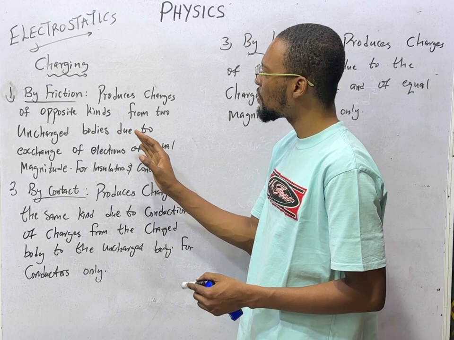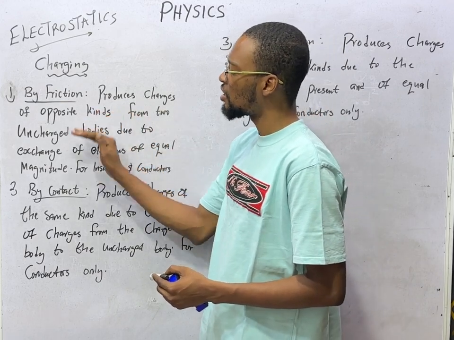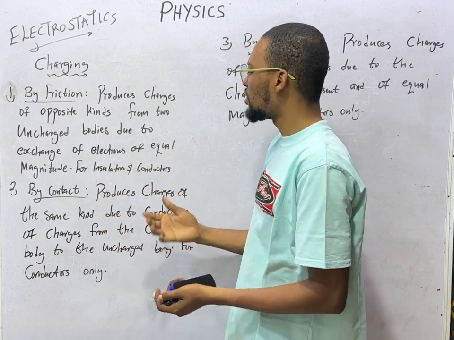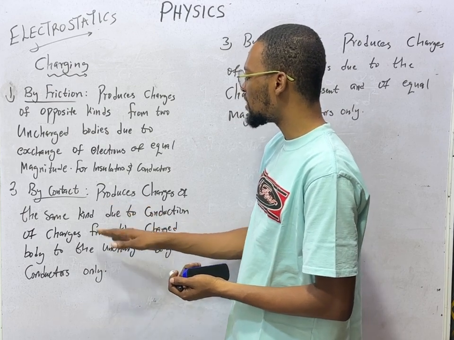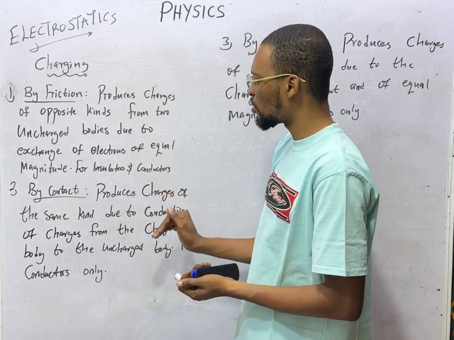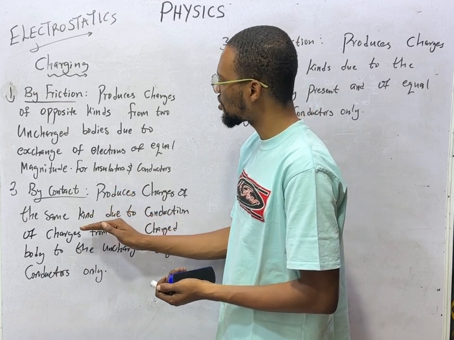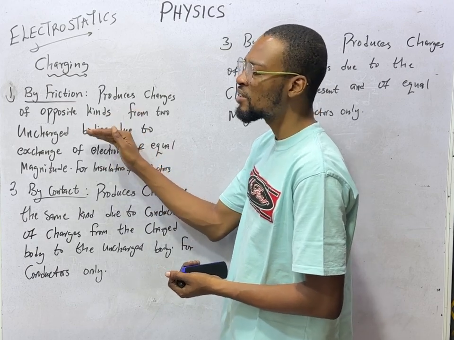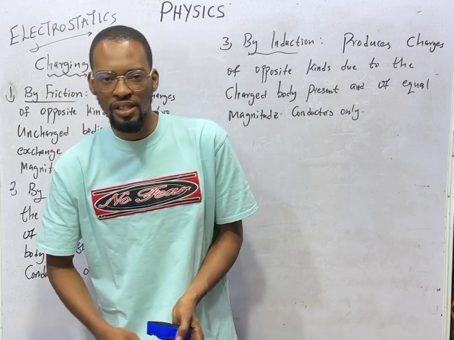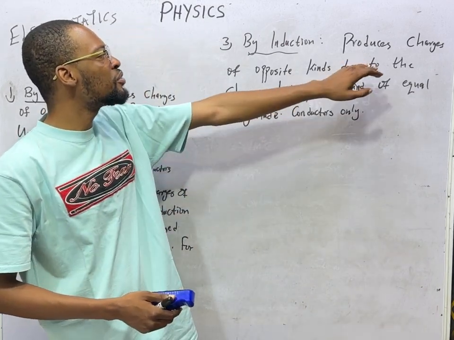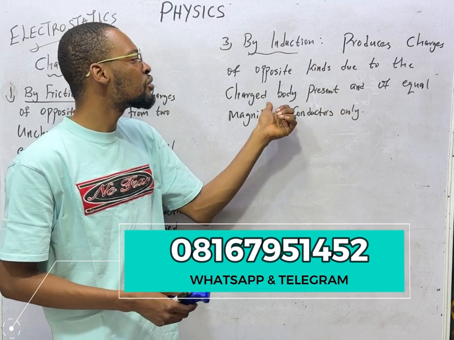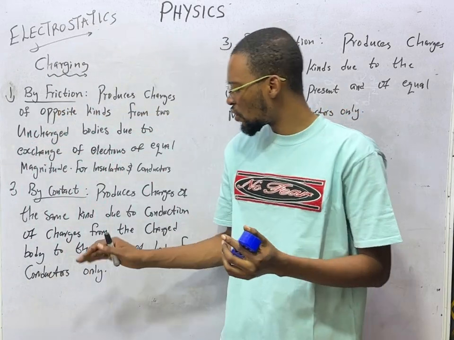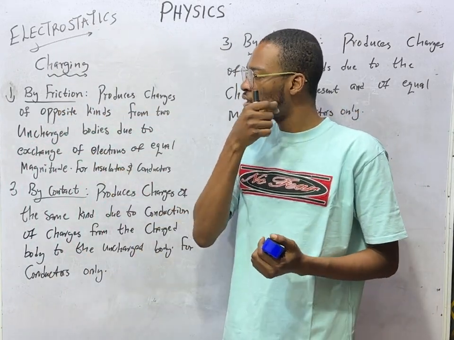Now, take note that charging by friction produces charges of opposite kinds. This means to produce charges of opposite kinds, we apply friction, relative motion. Now, contact produces charges of the same kind, and this is due to conduction. So charging by contact is due to conduction, and charging by friction is due to exchange of electrons. So for friction, opposite kinds of charges; for contact, the same kinds of charges. And by induction, this can produce charges of opposite kinds, and it is due to charged bodies present and of equal magnitude. This is usually for conductors only, for insulators and conductors.